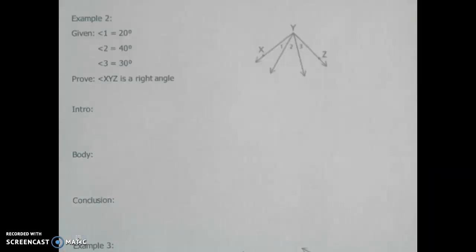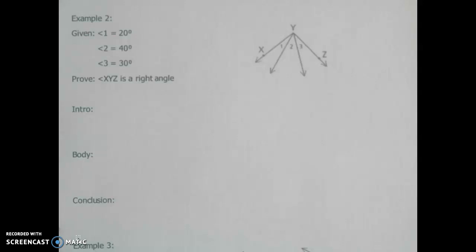All right, looking at example 2 now. I'm given this diagram, and I'm told that angle 1 is 20 degrees, angle 2 is 40 degrees, and angle 3 is 30 degrees. And it wants me to prove that angle XYZ is a right angle. Now remember, a right angle is equal to 90 degrees. So what I need to prove is that angle XYZ is 90 degrees.